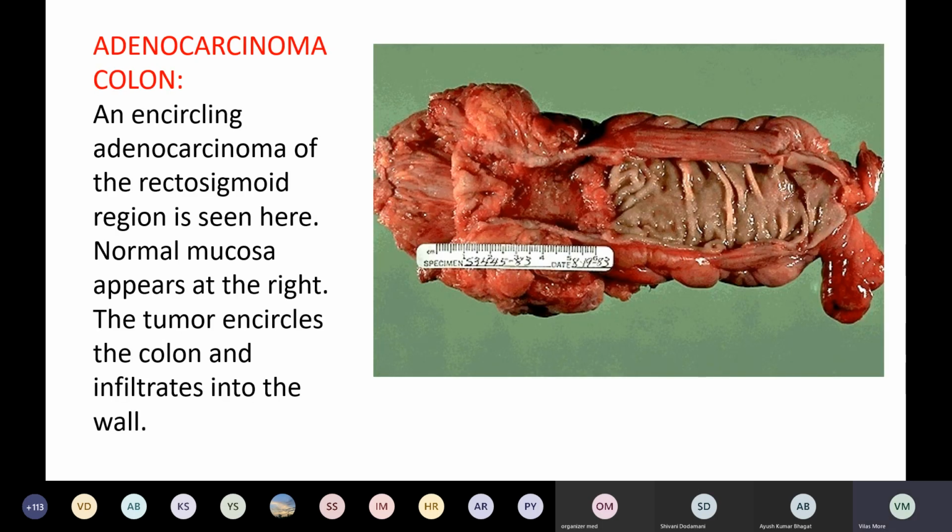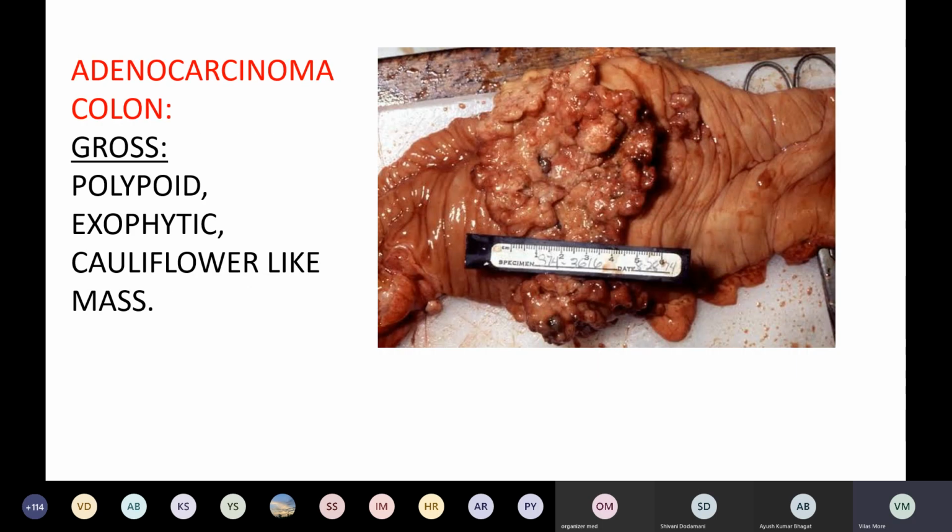So this is the gross specimen of an encircling adenocarcinoma of a rectosigmoid region with a normal appearance at the right of the tumor, and the tumor encircles the colon and infiltrates in the wall. So it is an infiltrating type of adenocarcinoma. So this is the exophytic polypoid cauliflower-like mass of the adenocarcinoma.